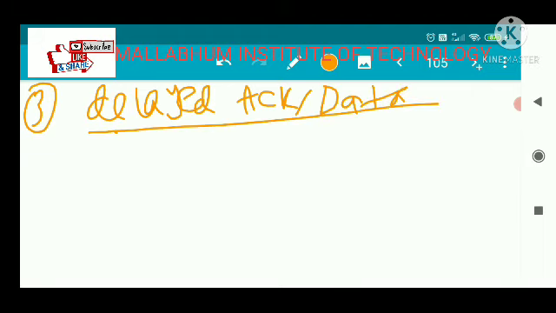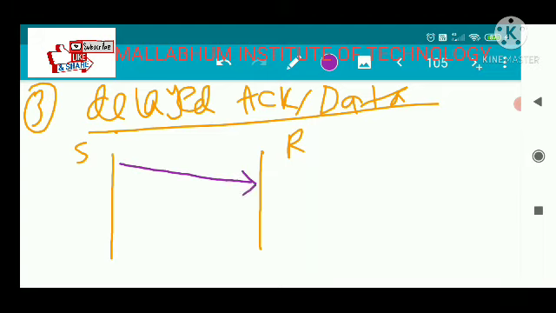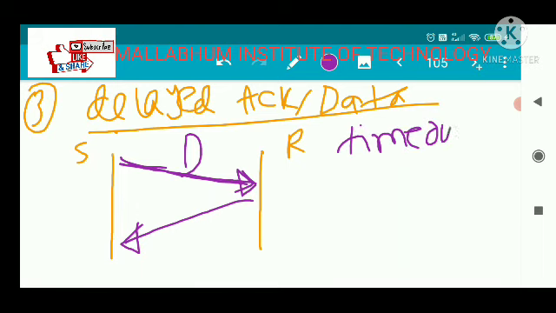In this case, this is the sender and this is the receiver. The sender is sending the data packet, and this is the acknowledgement. Now the sender is not only waiting for an infinite amount of time. Suppose the sender is sending data and waiting for the acknowledgement. After some amount of time comes the timeout. After the timeout on the sender side, a delayed acknowledgement might be wrongly considered as the acknowledgement for another data packet.